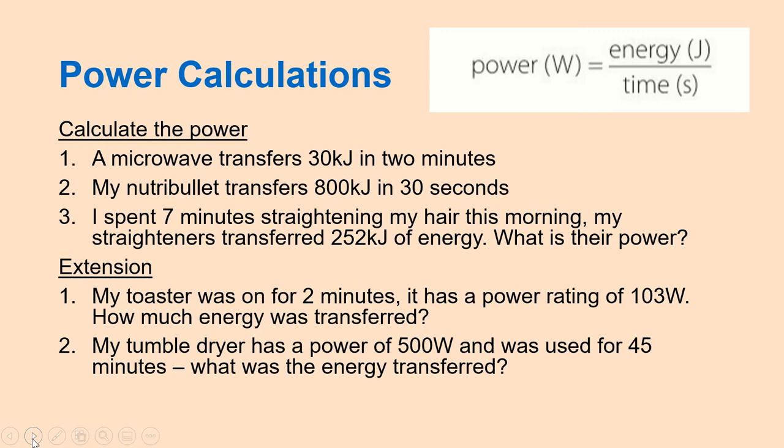Now, for these extension questions, you need to be able to rearrange that equation at the top. So we know the toaster was on for 2 minutes. So first of all, convert that to seconds by timesing by 60.